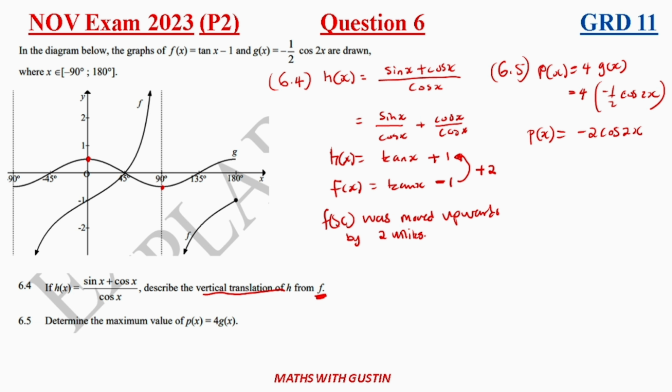So our maximum value initially was a half. So even here we've got a negative 2 there. So it means our max value would have to be 2. Max value is 2. All right guys, and that's how you would deal with a question like this one. Simple, easy, straightforward.